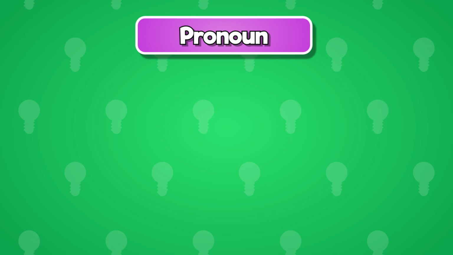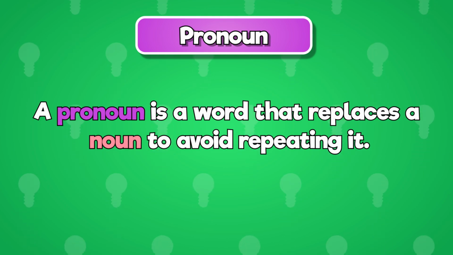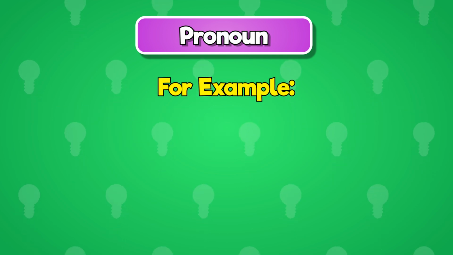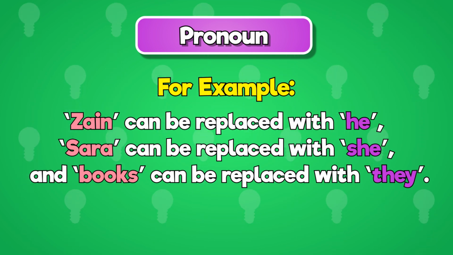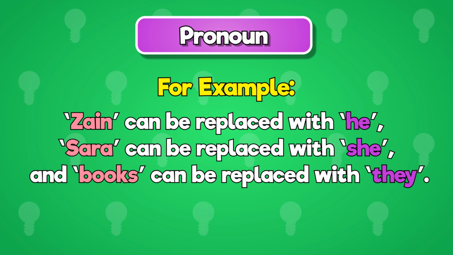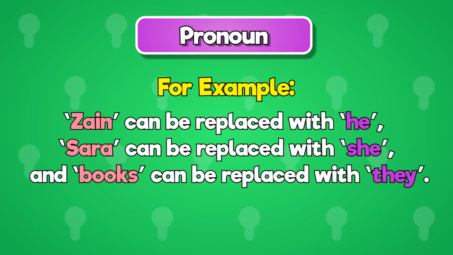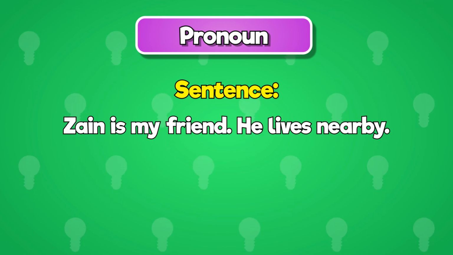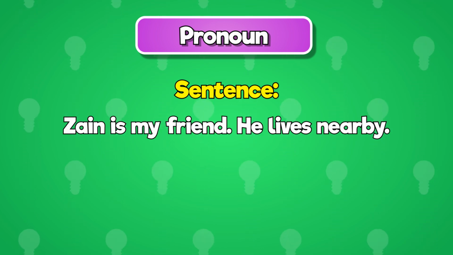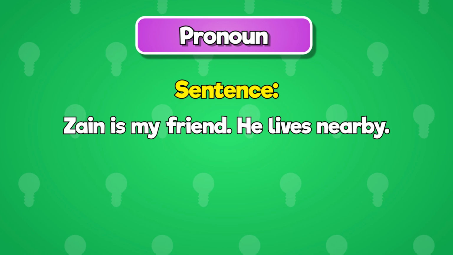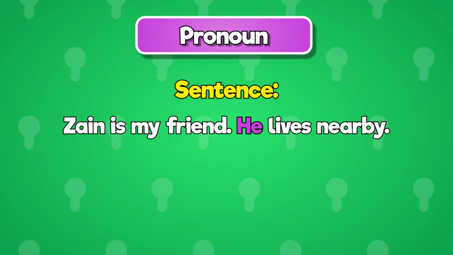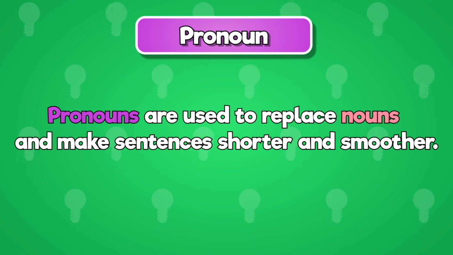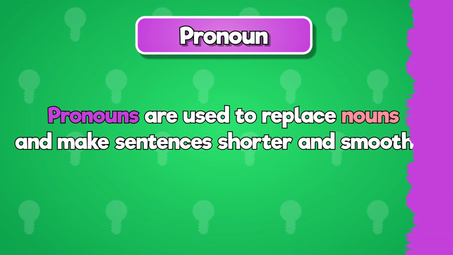Next, we have pronouns. A pronoun is a word that replaces a noun to avoid repeating it. For example, Zane can be replaced with he, Sarah can be replaced with she, and books can be replaced with they. Example sentence: Zane is my friend. He lived nearby. Here, the pronoun in the sentence is he. Remember, pronouns are used to replace nouns and make sentences shorter and smoother.